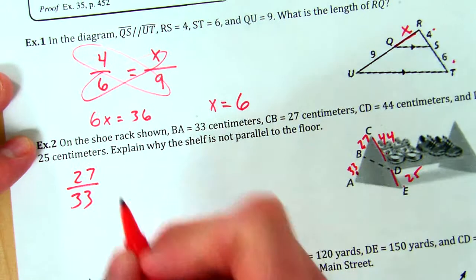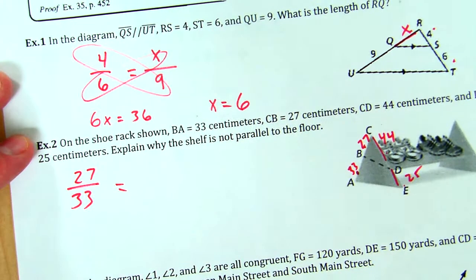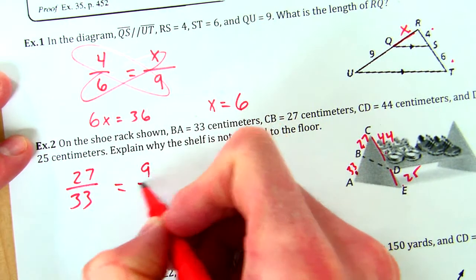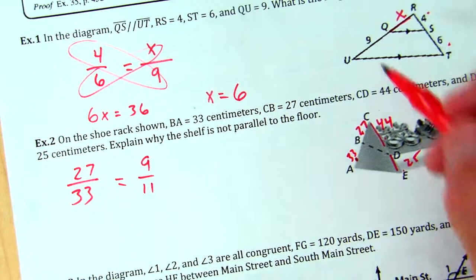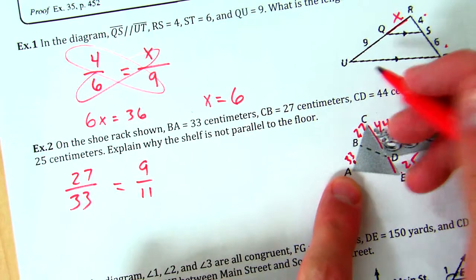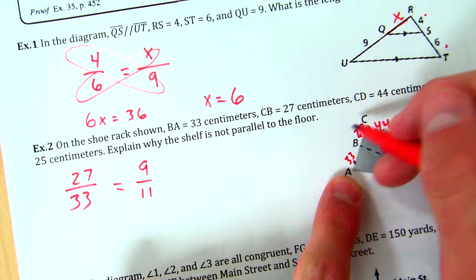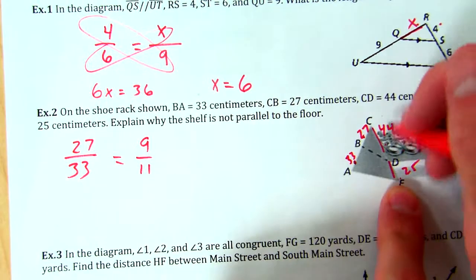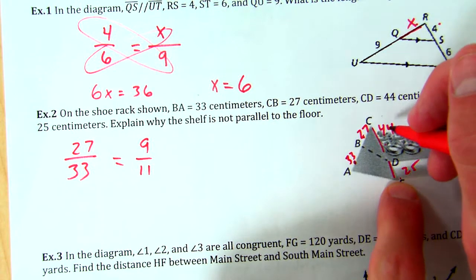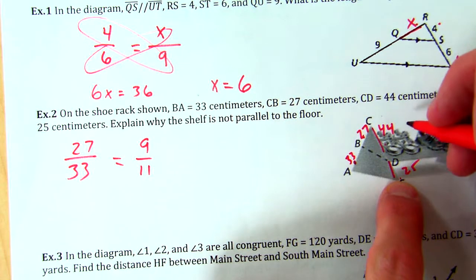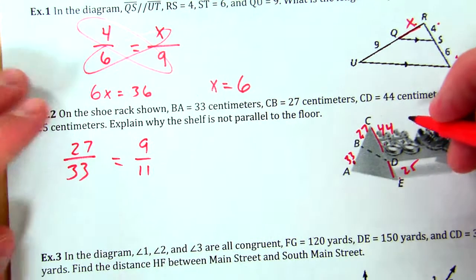I can actually take a 3 out of each of these, and if I take a 3 out of each of these, then that would simplify into 9 over 11. So this ratio over here simplifies into 9 over 11. If this ratio over here is also 9 over 11, then it would be parallel by the converse. If it's anything but 9 over 11, we would say that it's not parallel.